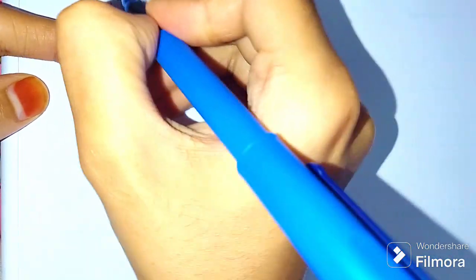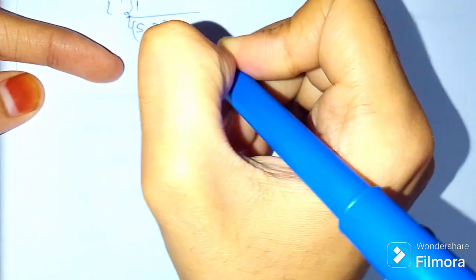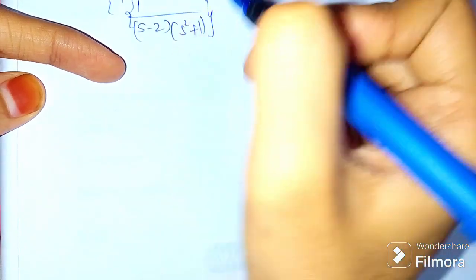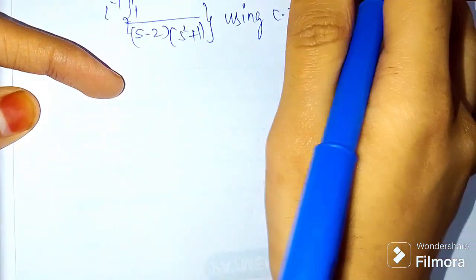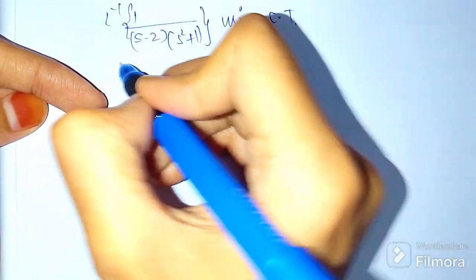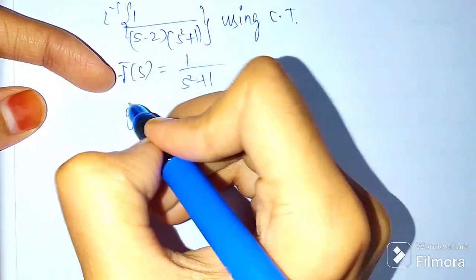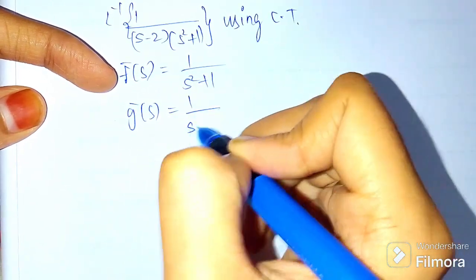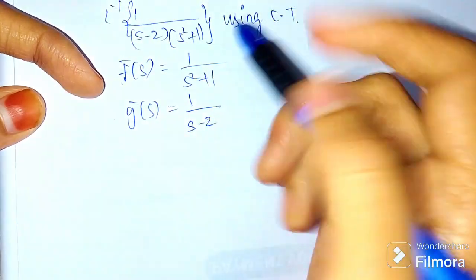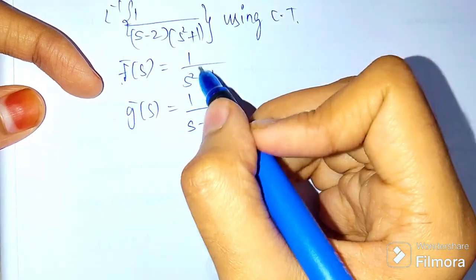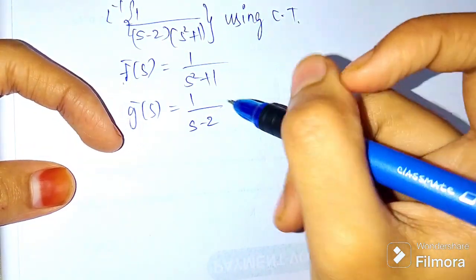This is a very important question for convolution theorem: find the inverse Laplace of 1 by (s minus 2)(s square plus 1) using convolution theorem. So now what is my f bar of s? 1 by s square plus 1. G bar of s is 1 by s minus 2. See, purposely I took f bar of s as this because I want to put t minus u in the other one and u in this. Easy one. Okay, let's do it.